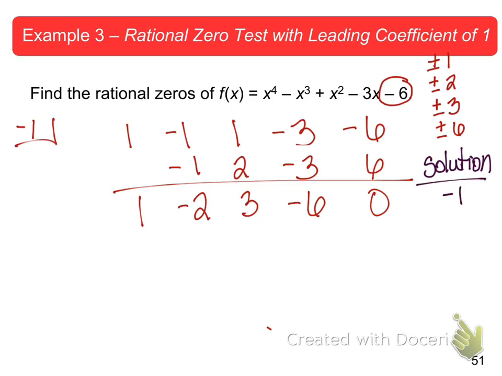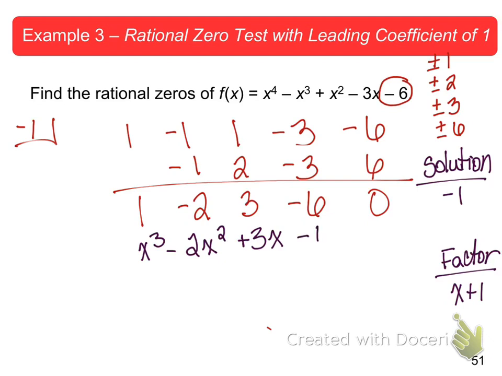If negative 1 is a solution, what's its factor? X plus 1. Okay, now I've got x to the third minus 2x squared plus 3x minus 6. This can be factored. Let's factor it. How are we going to factor it? We're going to factor by grouping. I can factor this by grouping.